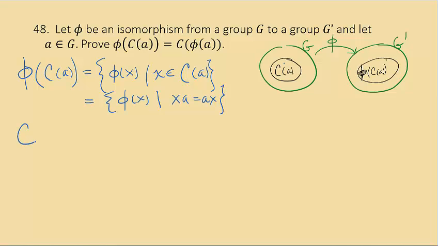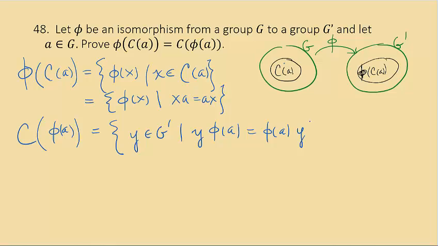Now, what is the centralizer over in G prime? The centralizer of phi of A. Well, by definition, it's the set of all y in G prime that commute with phi of A. So y phi of A is equal to phi of A y. All I've done there is apply the exact definitions. Now I want to show that these two sets are the same. So I'm going to let x be in the first one and show it's in the second one, and then I'll leave the other direction for you.